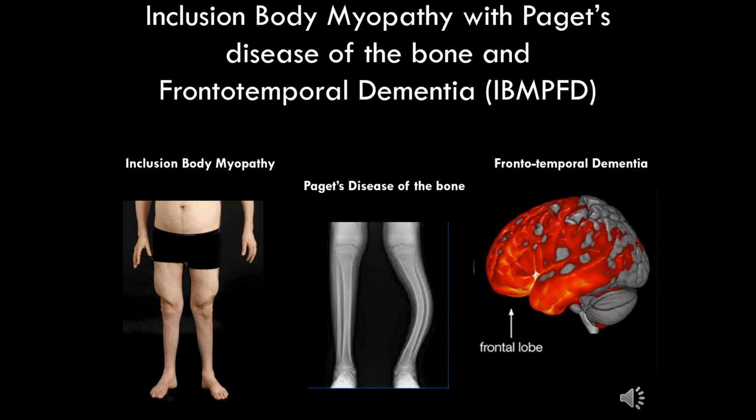The next symptom is Paget's disease of the bones, and this affects roughly 50% of individuals suffering from IBM-PFD. It causes affected bone to become fragile and misshapen, and it commonly occurs in the pelvis, skull, spine, and legs as seen in this picture.